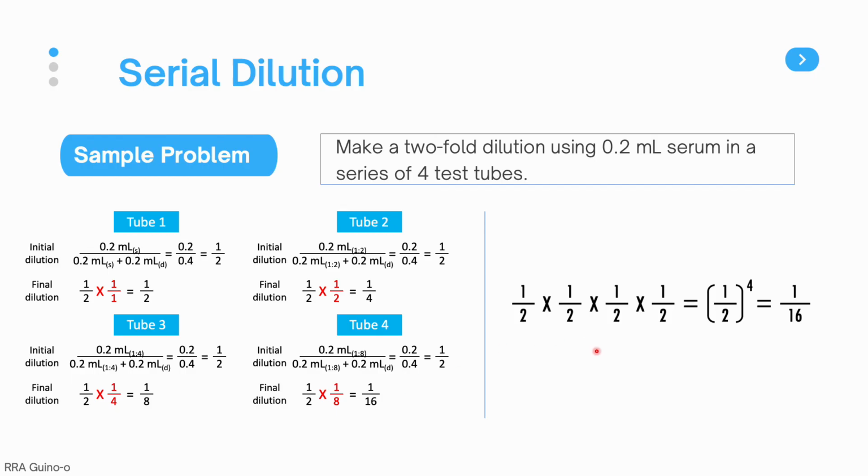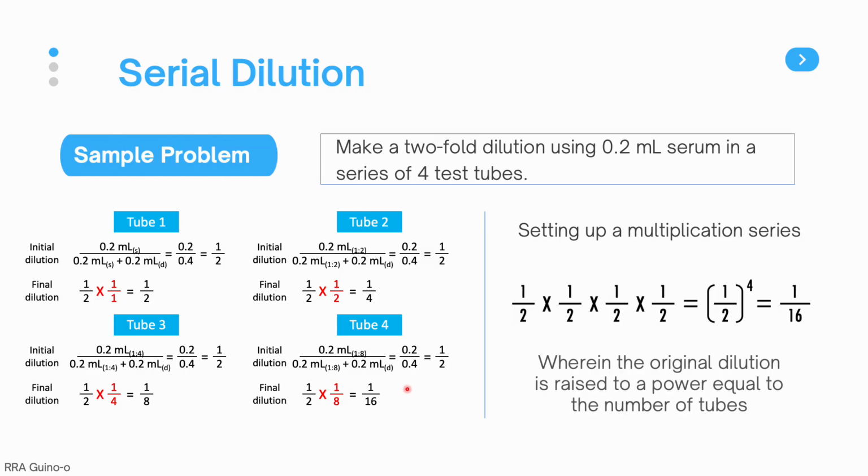A shortcut that you can use is setting up a multiplication series. We have 4 tubes, and each tube has a dilution of 1:2. So we just multiply 1:2 four times: 1:2 multiplied by 1:2 multiplied by 1:2 multiplied by 1:2. That will still give us the same dilution factor, which is 1:16. Right?